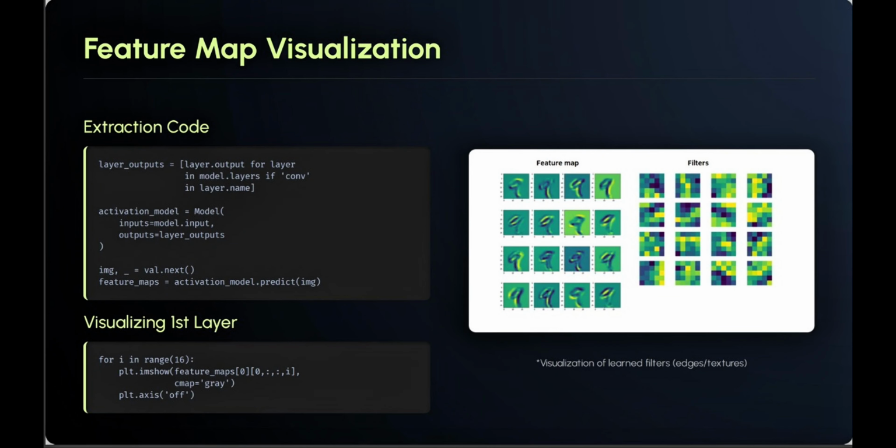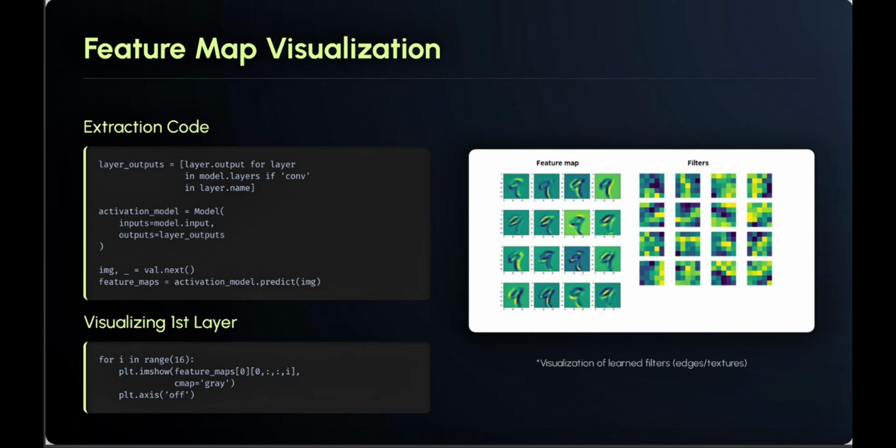The code on the left pulls out the outputs of all the convolution layers. The idea is to create an activation model that accepts the same input image but returns the internal feature maps instead of the final classification. Once we pass a validation image through this activation model, it produces a set of feature maps, each corresponding to how a specific filter responds to different parts of the image. On the right, we visualize these maps. Each small image corresponds to one filter's output.